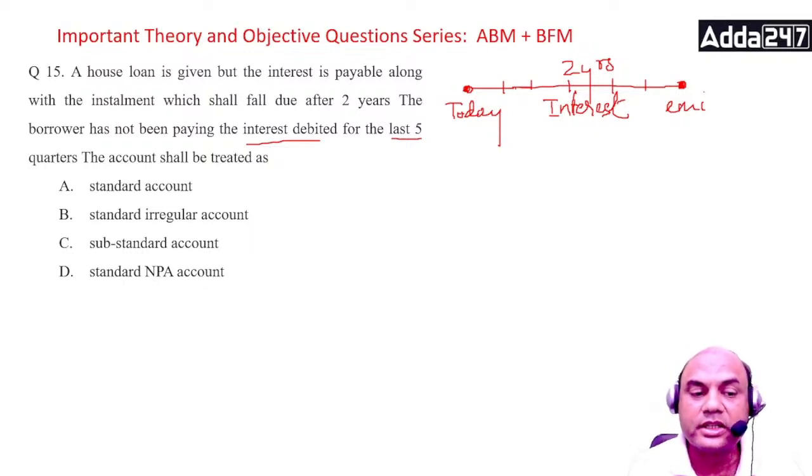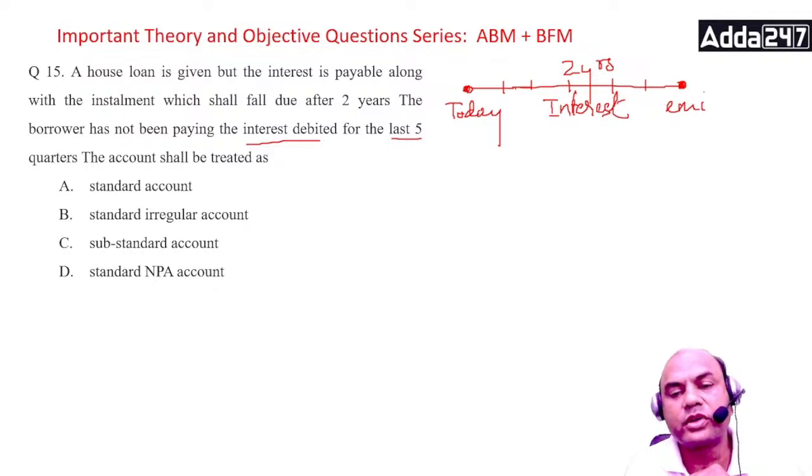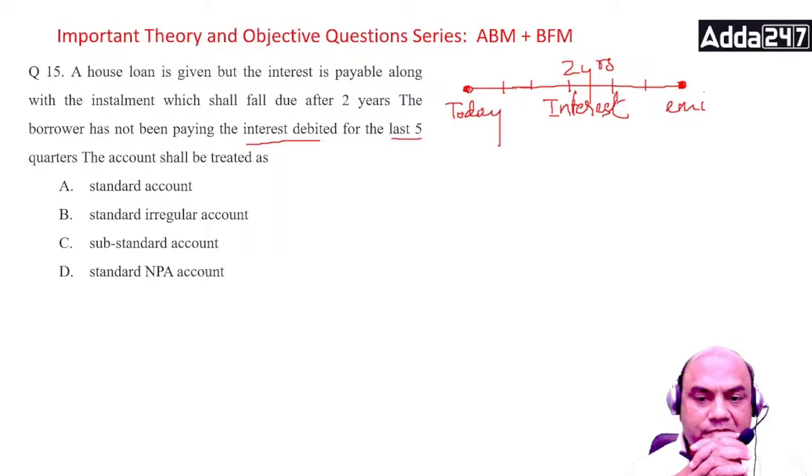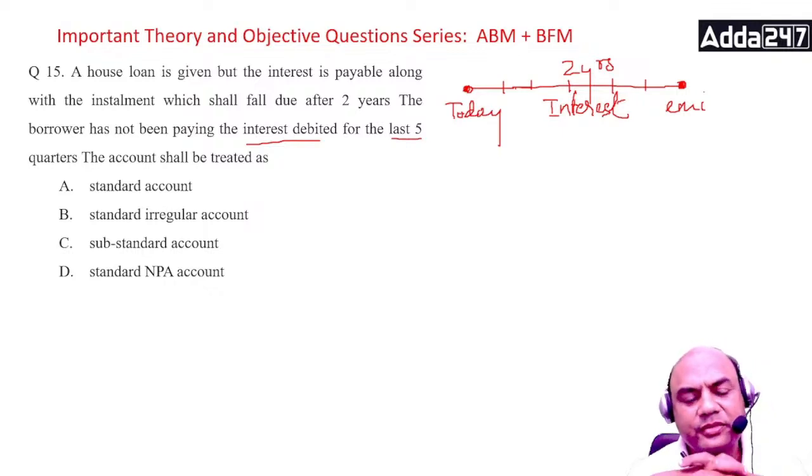Standard account, standard irregular account, substandard account, or standard NPA account. Think over it, everyone. What shall be the answer over here? It will be treated as what?